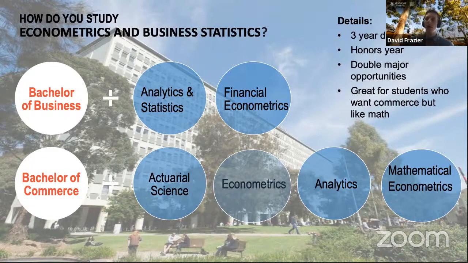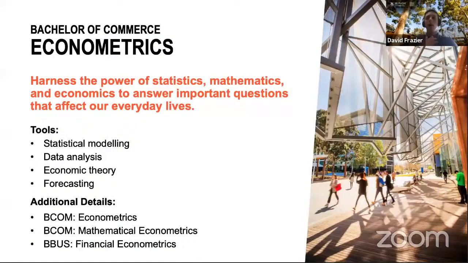Now, in the Bachelor of Commerce, we have several different options for you to study. If you're interested in actuarial science, we have a dedicated degree in actuarial science, also a major in the BCom. We have econometrics, mathematical econometrics, and also analytics as a specific field of study or majors within the BCom. Now, I want to give you just a very quick idea of some of the tools you may come to learn if you study each of the individual degrees.